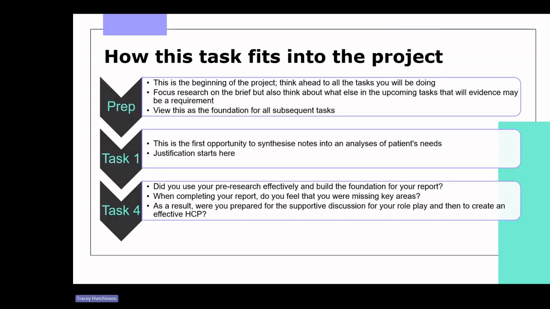For Task 1, this is your student's first opportunity to synthesize their notes into an analysis of the patient's needs. Student justification starts here. For Task 4, questions that students may consider in relation to reflection on Task 1 are: did you use your pre-research effectively and build the foundation for your report? When completing your report, do you feel that you were missing key areas? As a result, were you prepared for the supportive discussion for your role play and then create an effective healthcare plan?